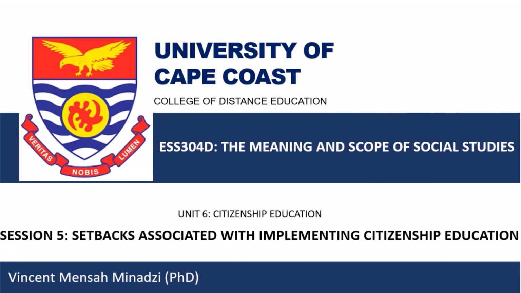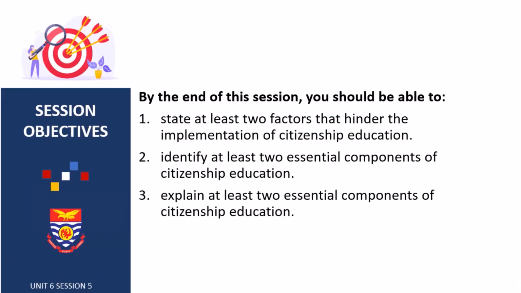We have now come to section 5 of Unit 6. It is on setbacks or challenges that are associated with implementing citizenship education. What are the objectives for this session? 1. State at least 2 factors that hinder the implementation of citizenship education. 2. Identify at least 2 essential components of citizenship education. The last one, explain at least 2 essential components of citizenship education.